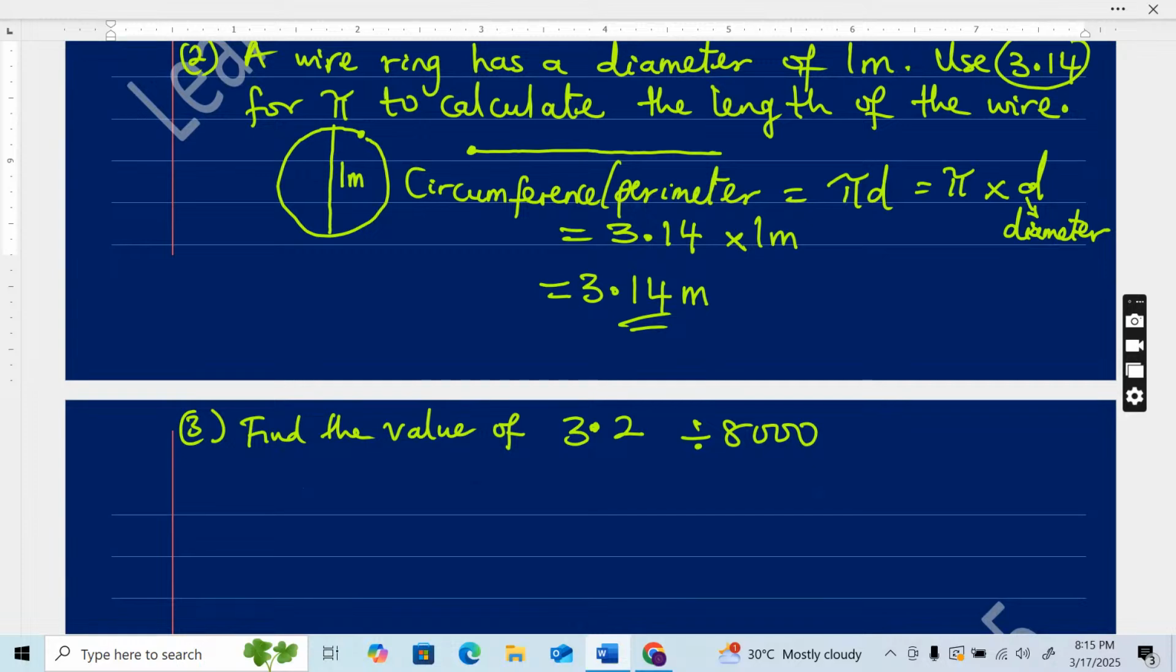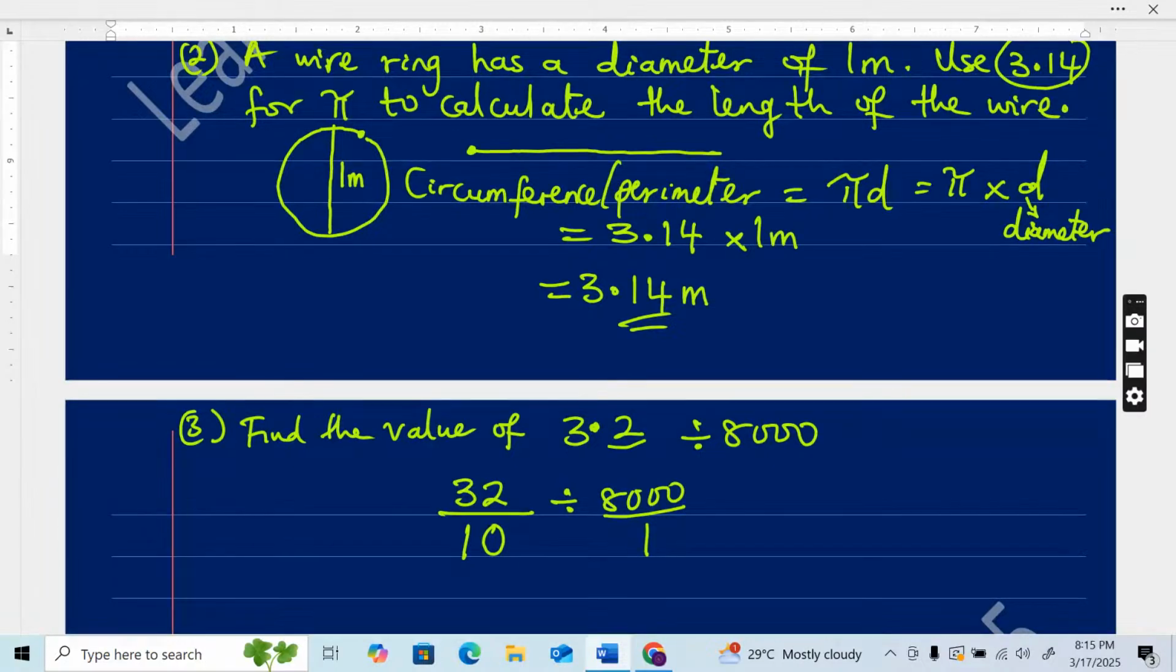Now, 3.2 divided by 8,000. For us to change 3.2 to a fraction, write it as a whole number. That's 32 over. Then you look at the number of digits after the decimal point. Pay attention, everyone. The decimal place is only 1. Write 10 at the denominator, then place 1 beside it. So that is 32 over 10 divided by 8,000 over 1.